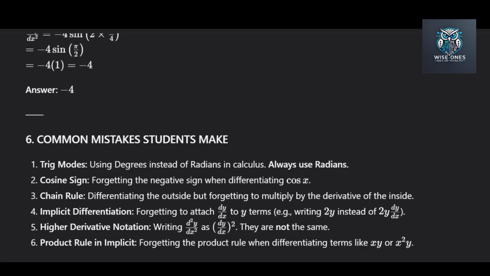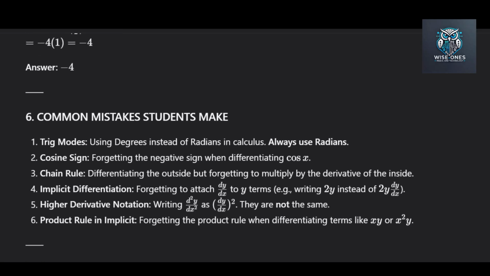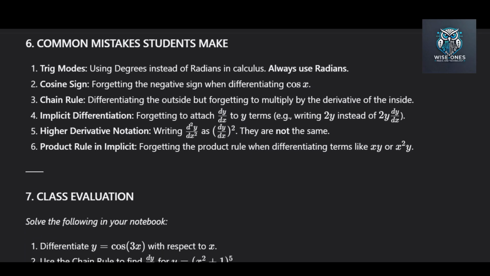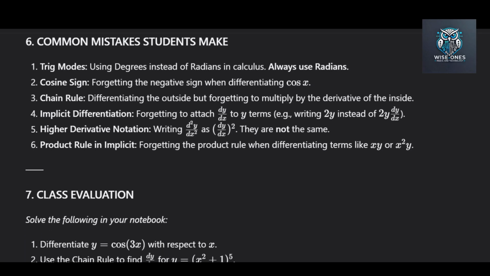Now, I want to warn you about common mistakes students make. Section 6, I want you to pay close attention here. These are the traps that catch students in exams. Mistake number 1, trig modes. Using degrees instead of radians in calculus. Correction, always use radians. If the question gives degrees, convert them first.